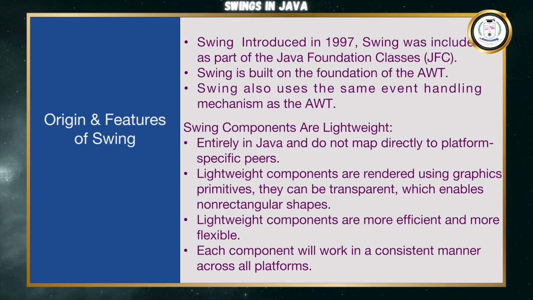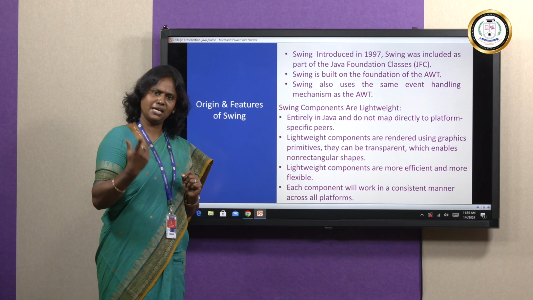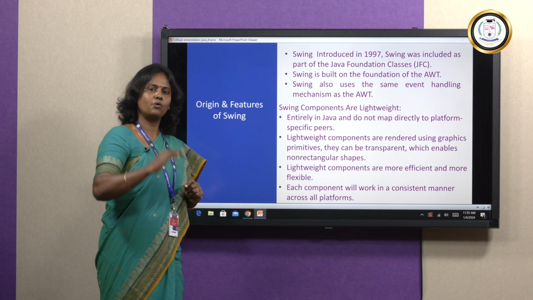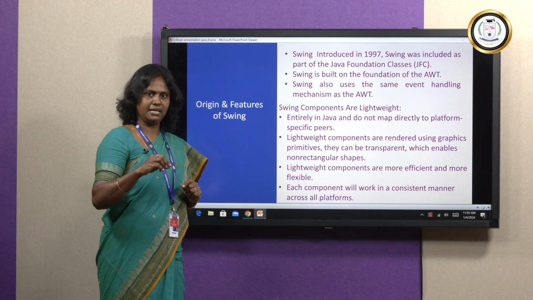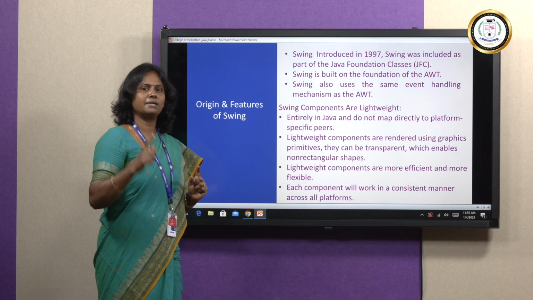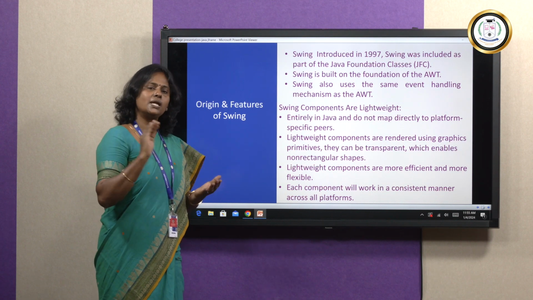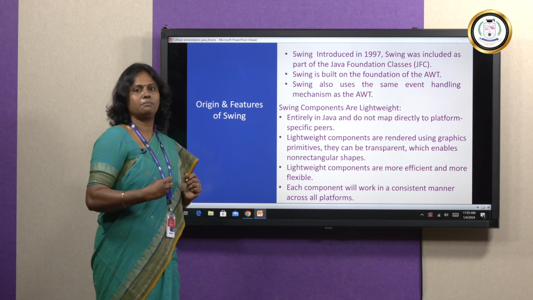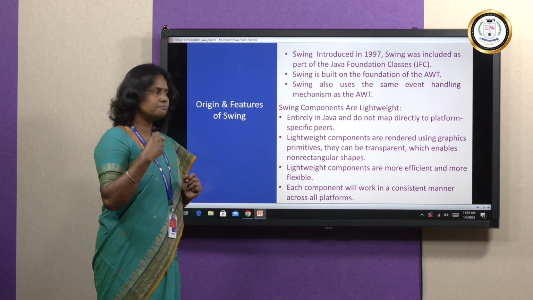Next one is the event handling mechanism. What is the meaning of an event? If I click the button, it is called an event. If I drag the window, it is called an event. If I minimize the window, it is called an event. All event handling mechanisms are methods. All the methods are already developed in AWT. So Swing just reuses the AWT event handling mechanisms.